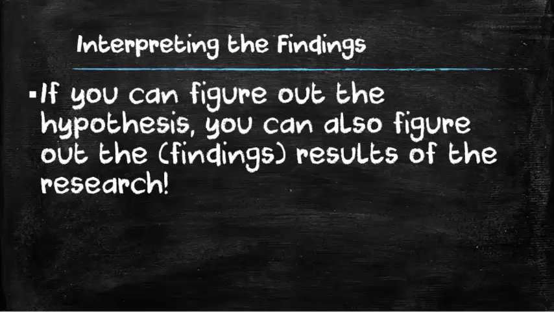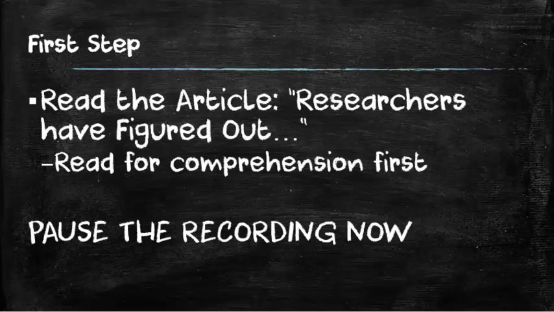We're going to move on to our final piece of this particular lesson, and we're going to learn how to interpret research findings. Now, if you can figure out what a research hypothesis is, this will help you to isolate the findings or the results of that particular research. So what I'm going to ask you to do is to find the article Researchers Have Figured Out What Makes Us Happy, and pause the recording now and read that article.